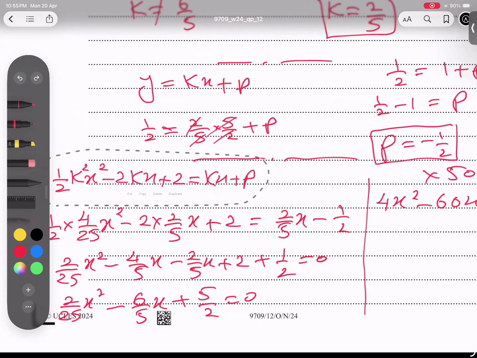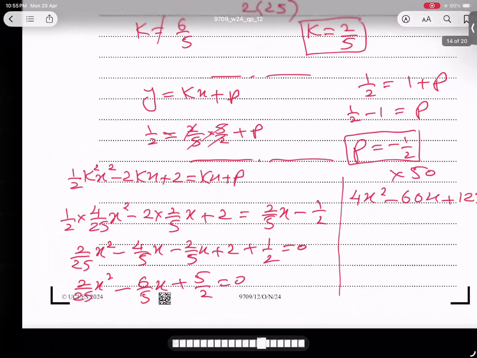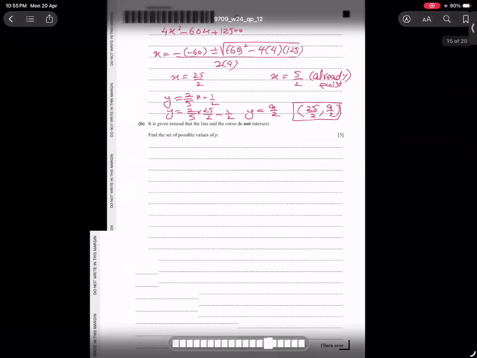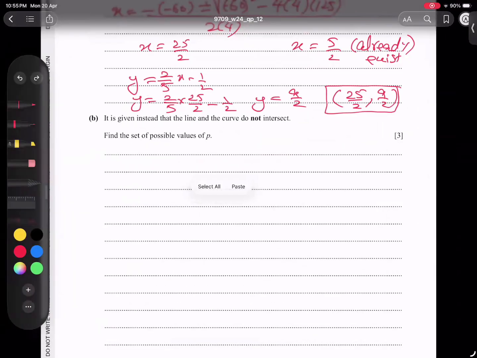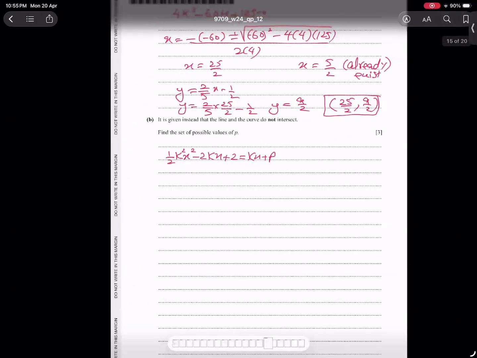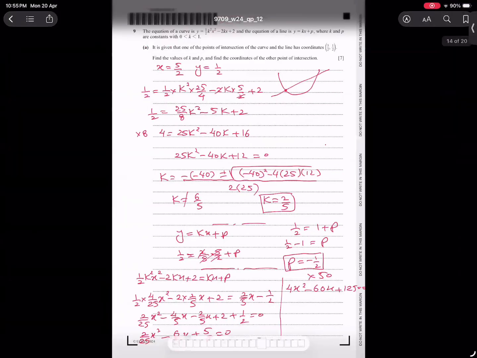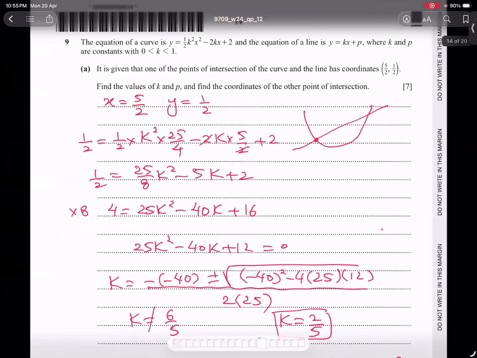So this equation came here. How did I get this equation? Because the line and curve are equal to each other. So I have to look for the value of p. It is given that the line and curve don't intersect. And if we go back, he said that they intersect first of all. And on the top, we can see clearly.